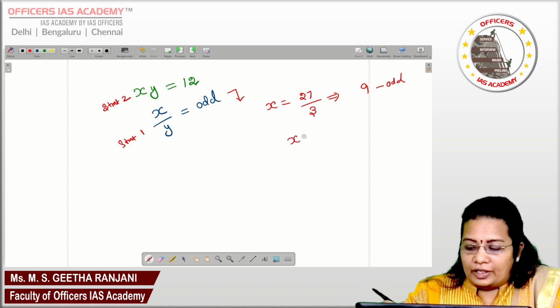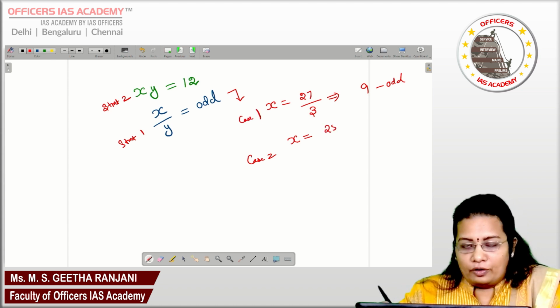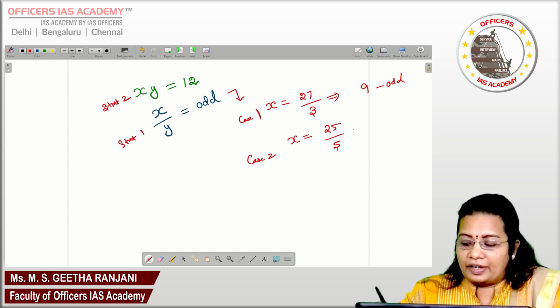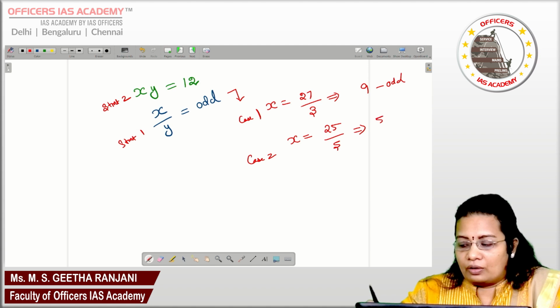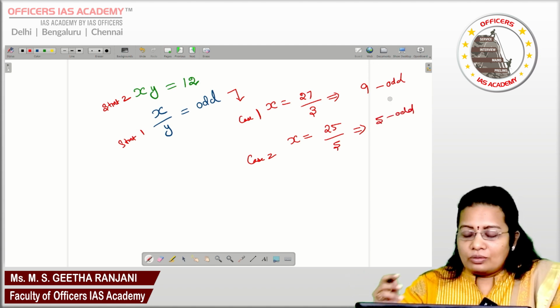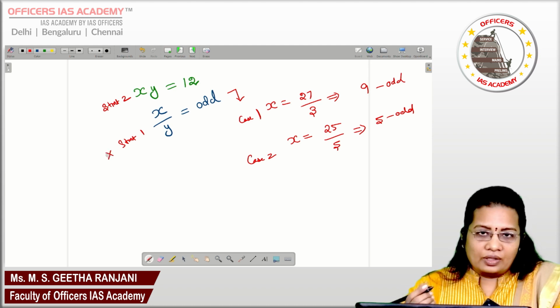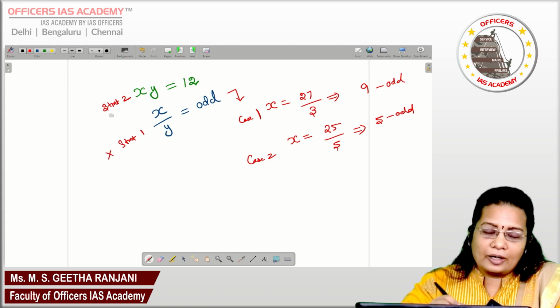One more possibility, case 2. Under case 2, we can allot some other number for x, some other number for y. So 25 divided by 5, we got odd. So I have designed the numbers in such a way. In both the cases, I am getting odd. So I didn't get a unique number. So statement 1 alone failed to give the answer. Okay, let's take statement number 2.